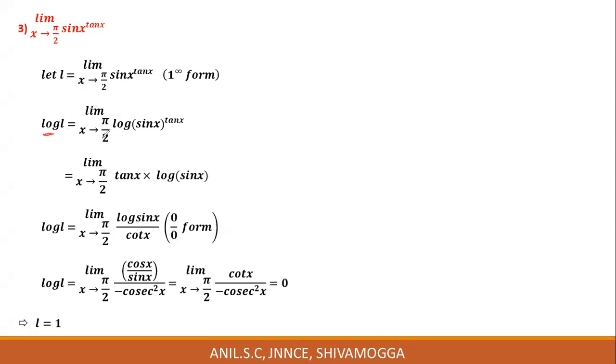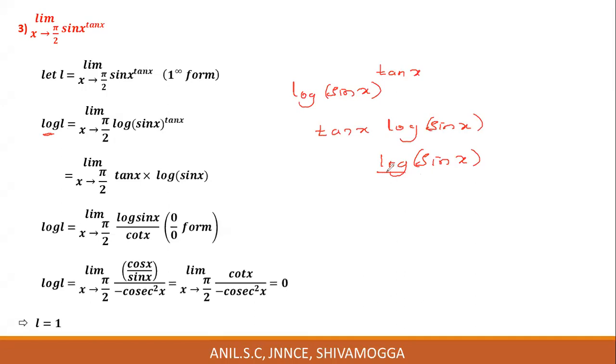Log L is equal to limit x tends to pi by 2 log of sin x to the power tan x. How to write this? Clearly it takes the form log m to the power n. Therefore, this can be written as tan x into log sin x. Tan x is the reciprocal of cot x. Therefore, tan x can be written as 1 divided by cot x. That's what I have written here: limit x tends to pi by 2 log sin x divided by cot x.